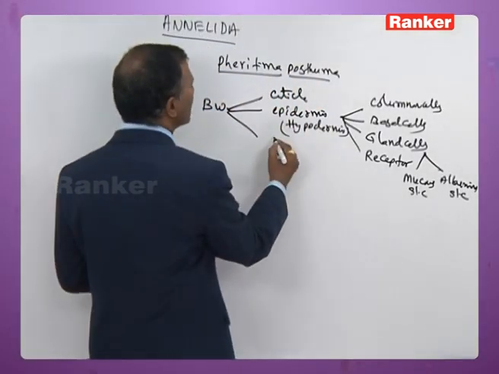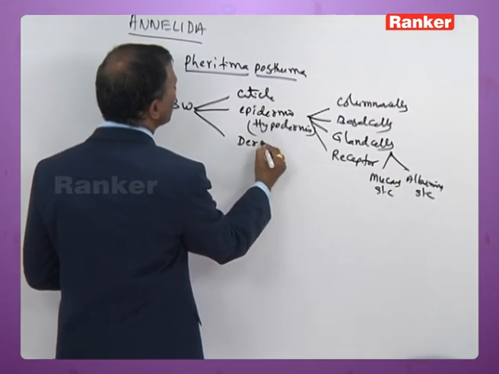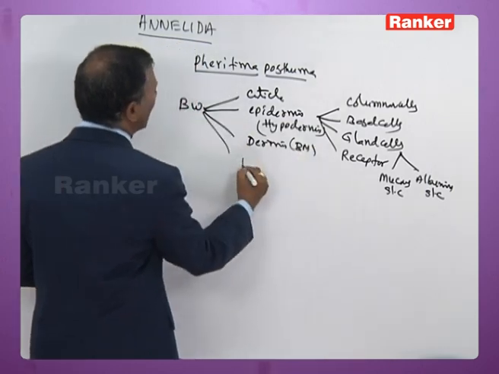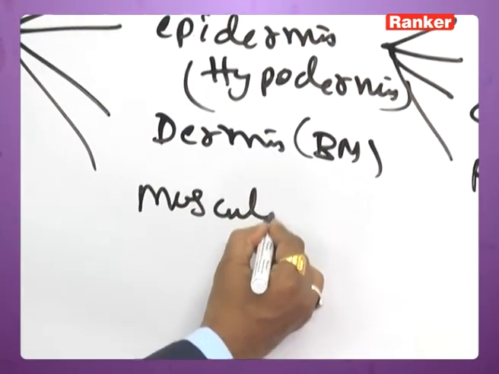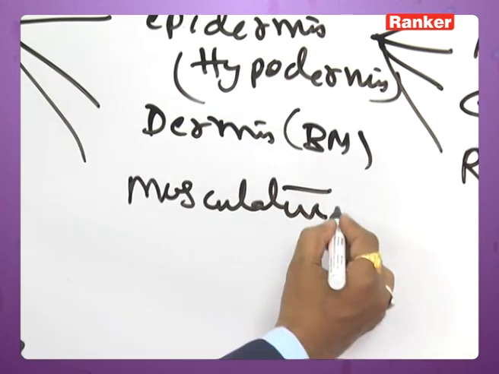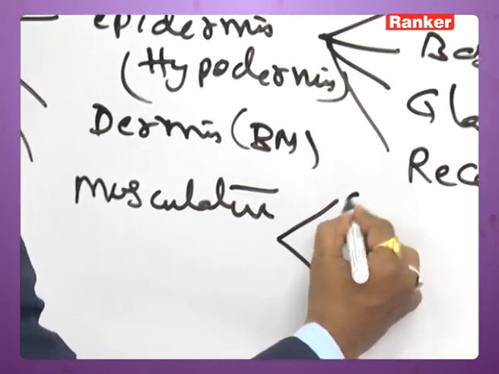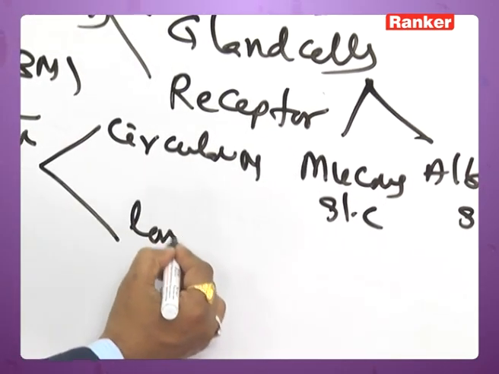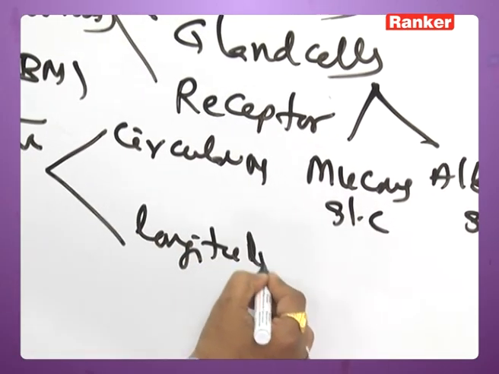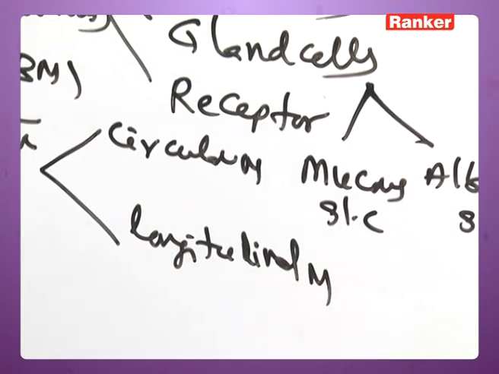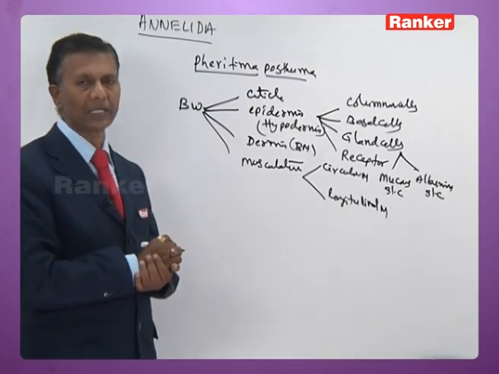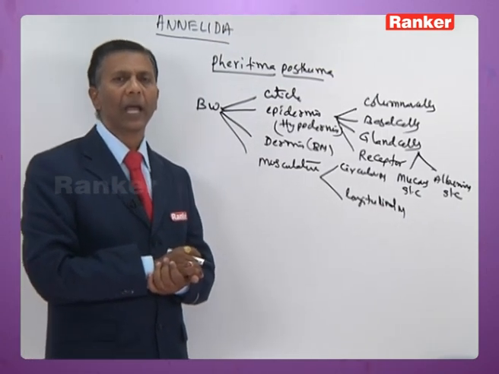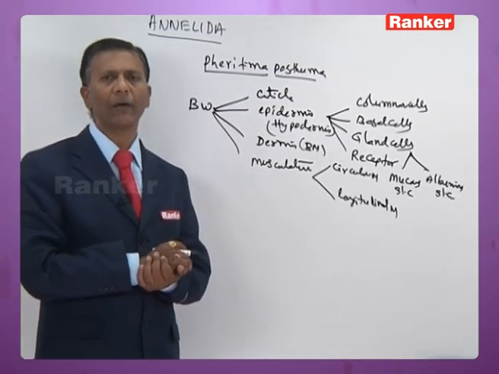Below the epidermis there is the dermis or basement membrane. Below that there is musculature. The musculature is divisible into outer circular muscles and inner longitudinal muscles. The innermost layer of the body wall is the somatic layer or parietal layer, and that happens to be the outermost layer of the coelom.